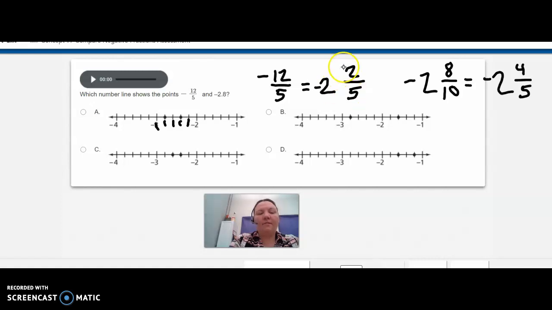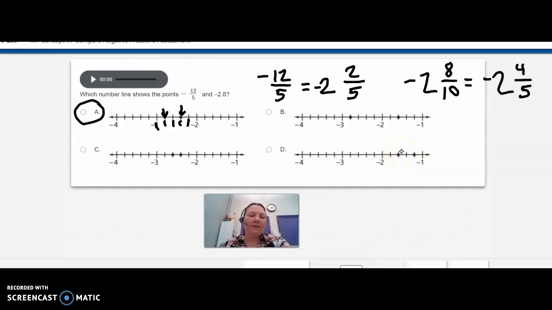So -2 2/5 would be -2, 1/5, 2/5. So this would be an option. And -2 4/5: -2, 1/5, 2/5, 3/5, 4/5. And so sure enough, we find that answer A is the correct answer. If we look at some of the other answers, in letter B, one of our decimals was between 1 and 2, so that would be -1 3/5. That doesn't work. And here we have -1 1/5, or -1 3/5.